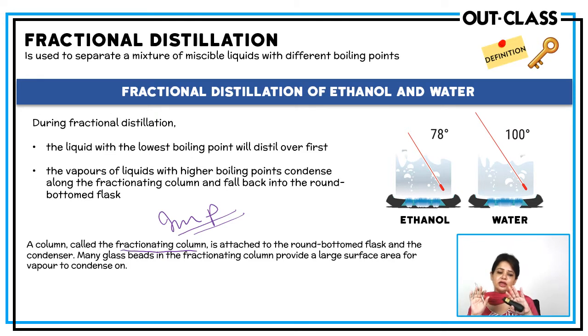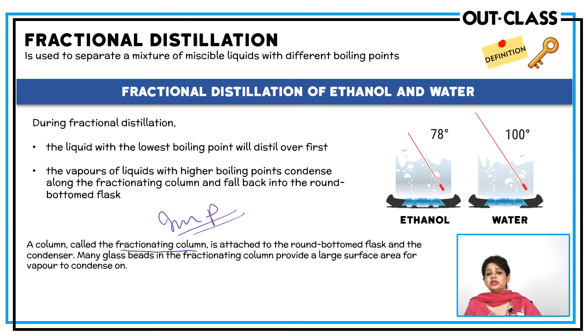So you see, in this method, we separate liquids with different boiling points. The first liquid to distill over is always the liquid with lower boiling point. So जिसका boiling point कम होगा, that will be distilled first. Once all of that liquid has distilled, then the temperature starts rising and then the next liquid will be distilled, whose boiling point will come next.